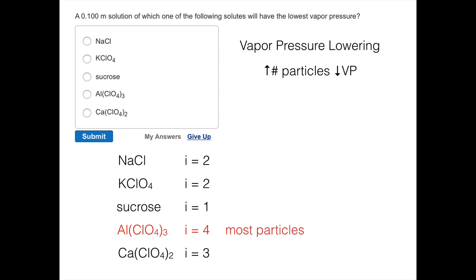Okay, so now we have the most particles here, and we're going to have the lowest vapor pressure, because the colligative property is vapor pressure lowering. So AlClO4 3 is going to be our correct answer here.